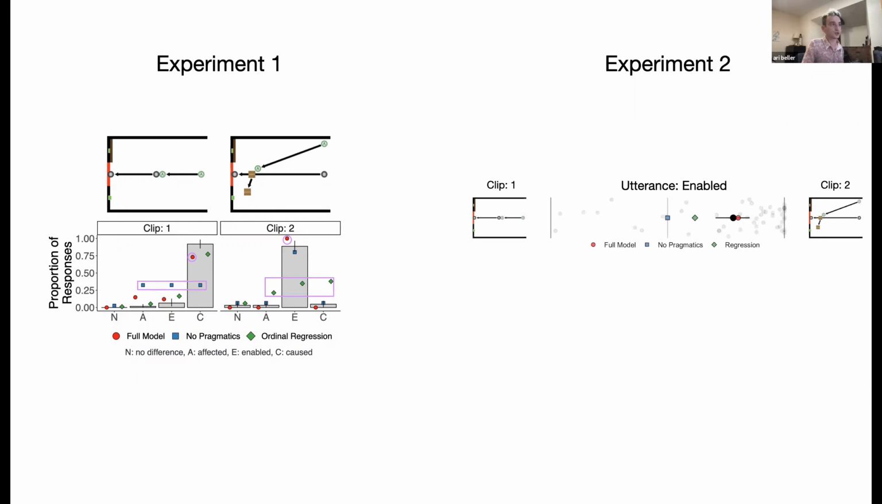We see a similar story in experiment 2. In this trial, where we used the same clips as I was just discussing for the previous experiment and told participants that the describer had chosen the utterance enabled, the full model is able to make the correct judgment, where the no pragmatics model is again stuck between the two true clips, and the regression model doesn't quite capture how participants are thinking about how the verb is enabled.